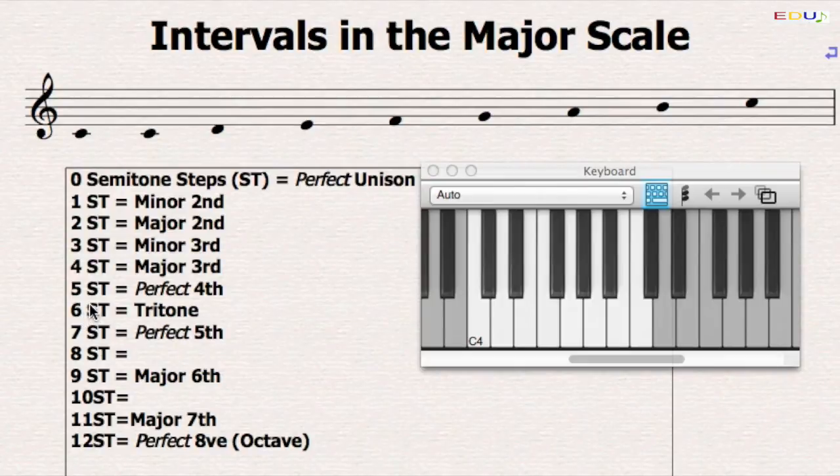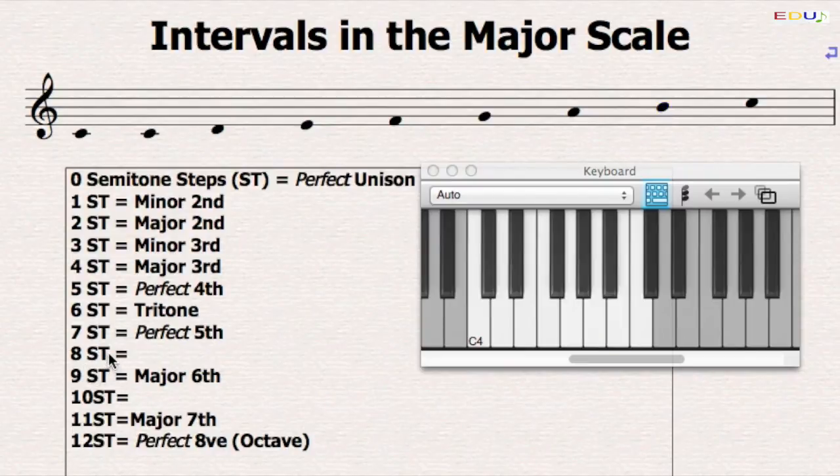So where can we find a tritone within the major scale? Between F and B we find 1, 2, 3, 4, 5, 6 semitones and 1, 2, 3 whole tones. So the interval between the F and the B is called a tritone.